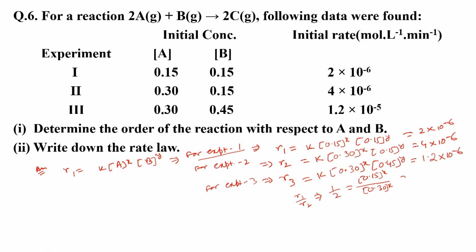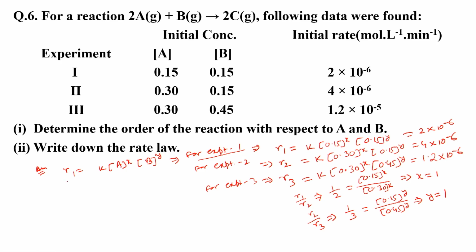Okay, so we get basically x is 1, right. Similarly, for R2 and R3, if we do R2 by R3, we get 1 by 3 is 0.15 raised to the y by 0.45 raised to the y. So again we get y is equal to 1. Okay. So, the rate law.